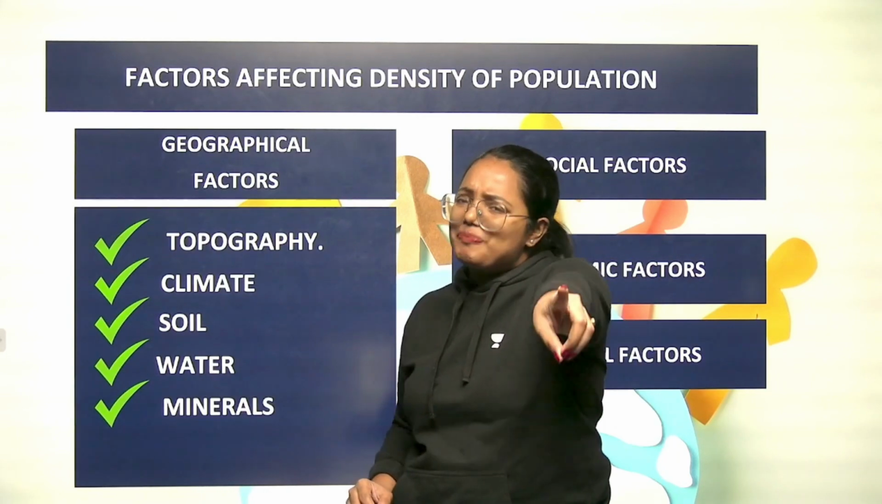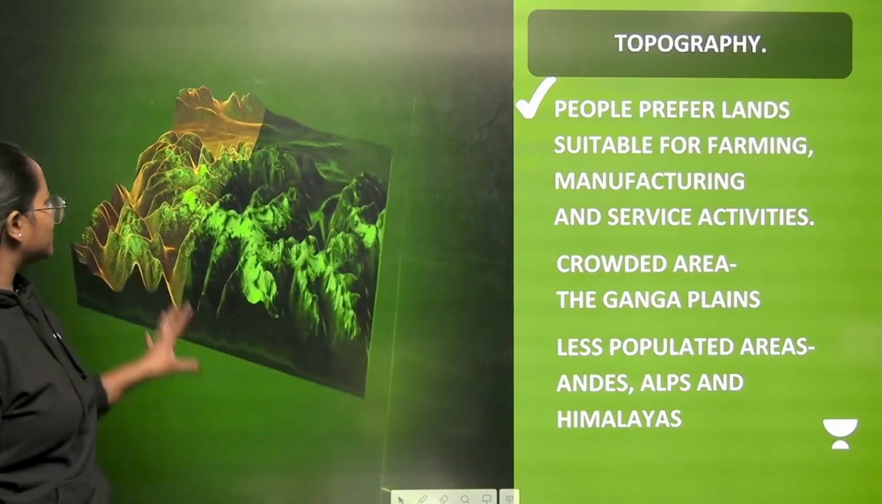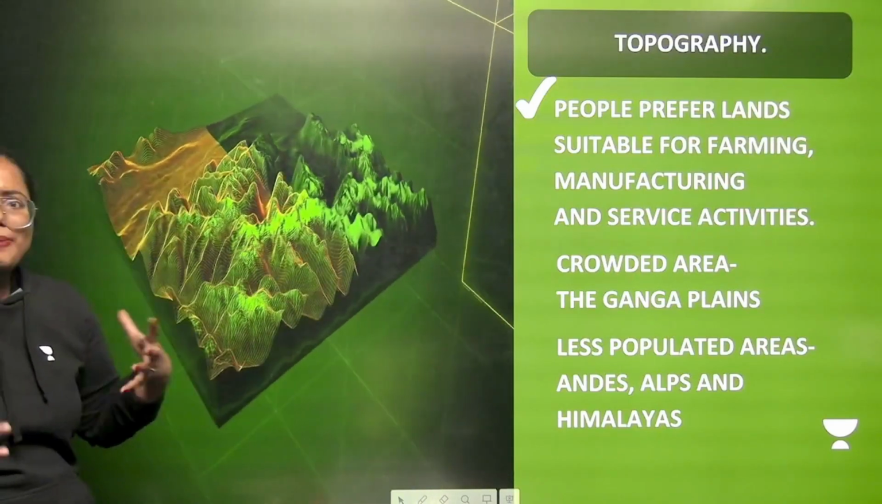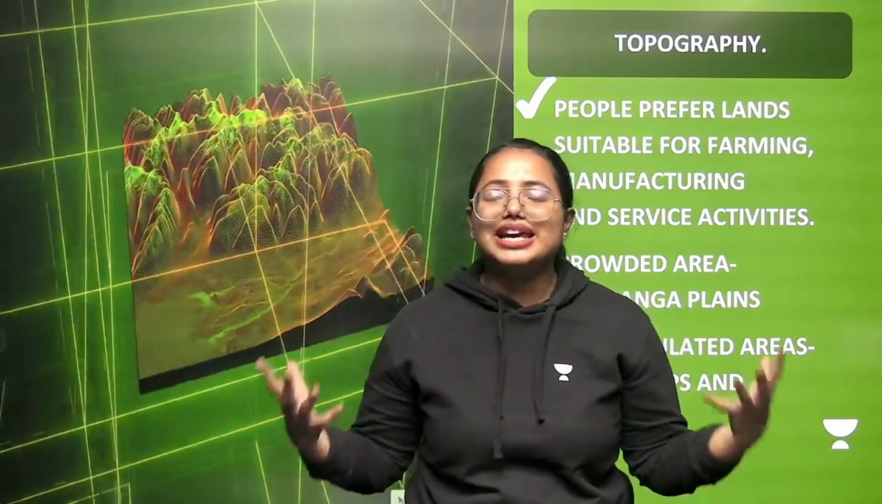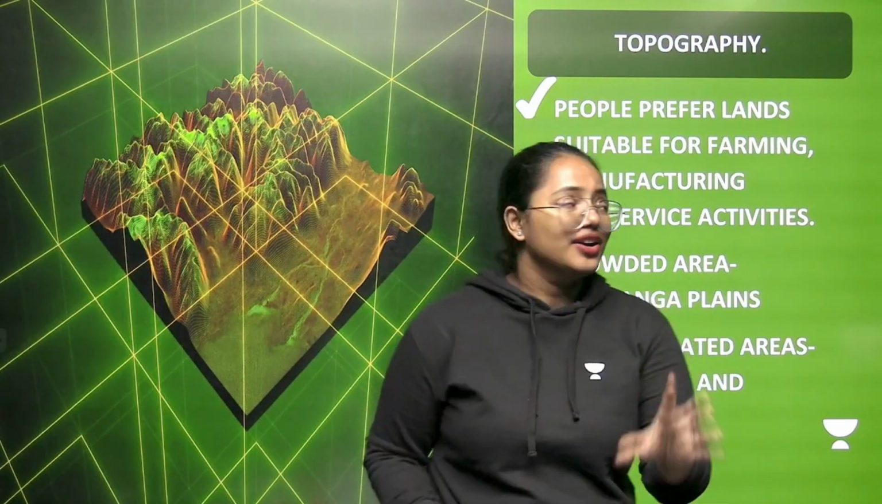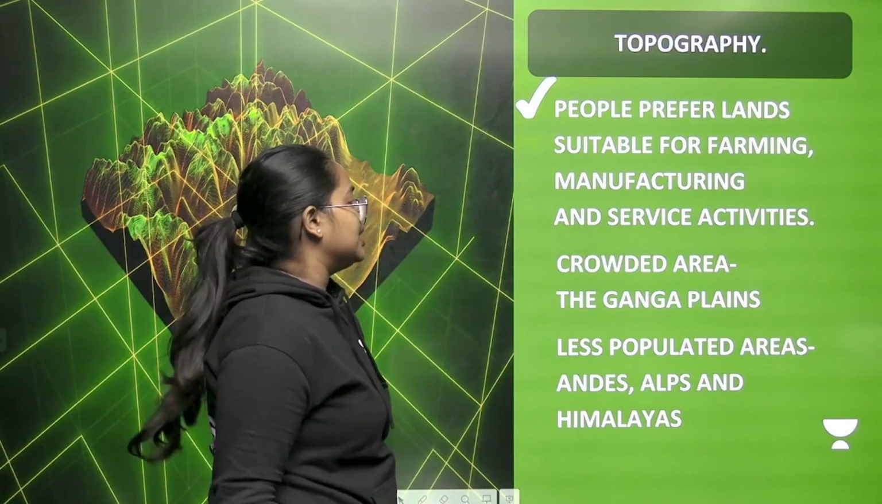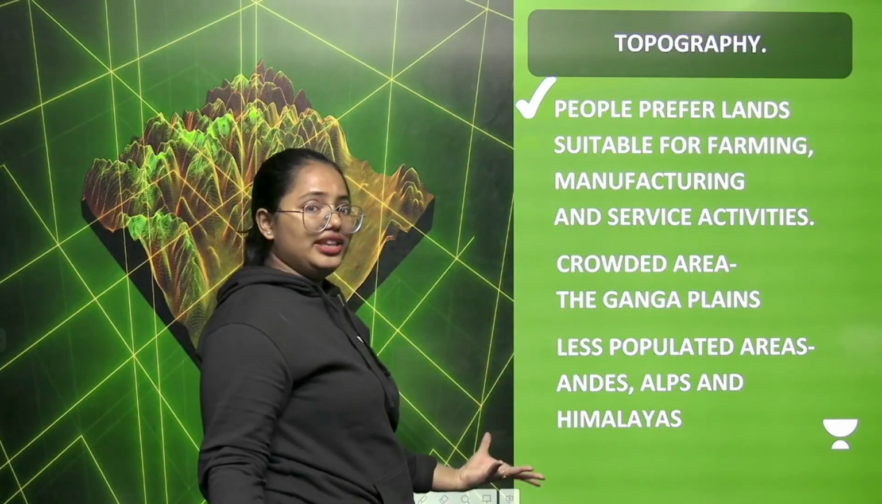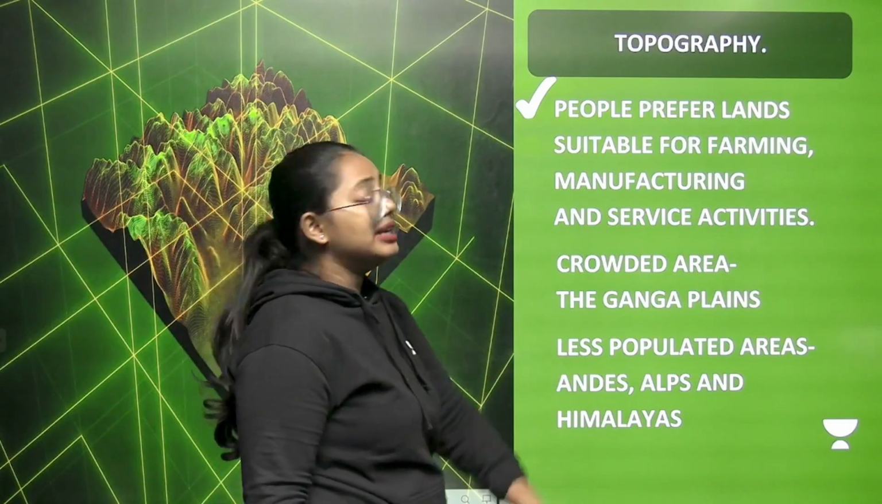So please keep learning. What is this? You can see that it's all about topography. People prefer to live in certain areas where they can practice agriculture. Yes, because they need to meet their basic necessities like water, food, etc. So they need to live in these kinds of areas, right? People prefer land suitable for farming, manufacturing and service activities, so those are the crowded areas. What are they? Let's take an example here, the Ganga Plains. Less populated areas are the Andes, Alps and Himalayas.